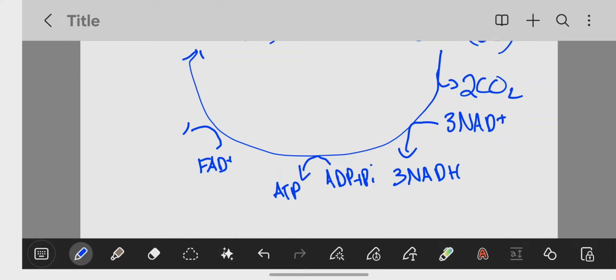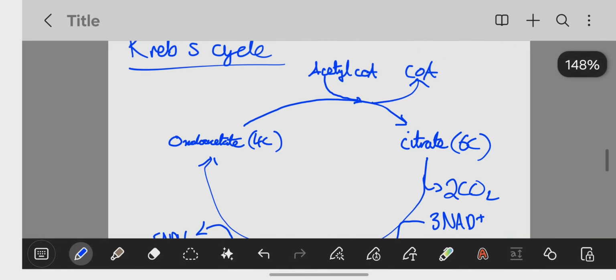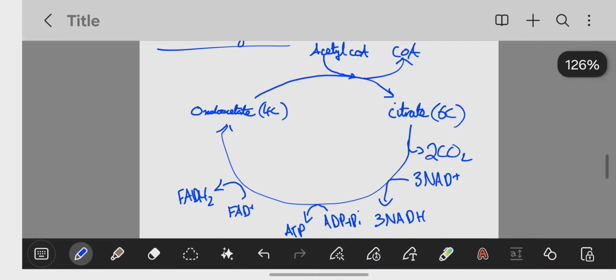This is NAD plus, which is going to form reduced FAD, which is represented by FADH2. So that's Krebs. So you can see overall, we started with acetyl coenzyme A.